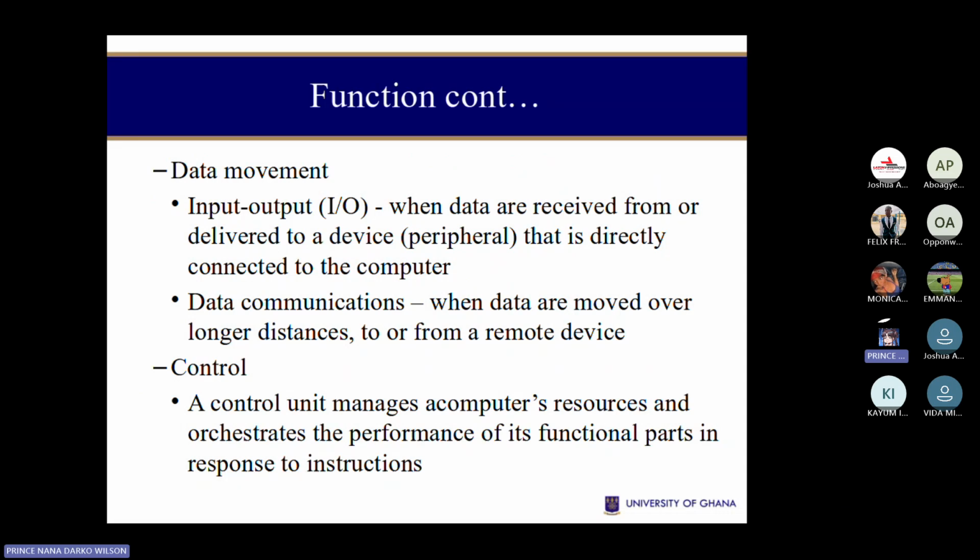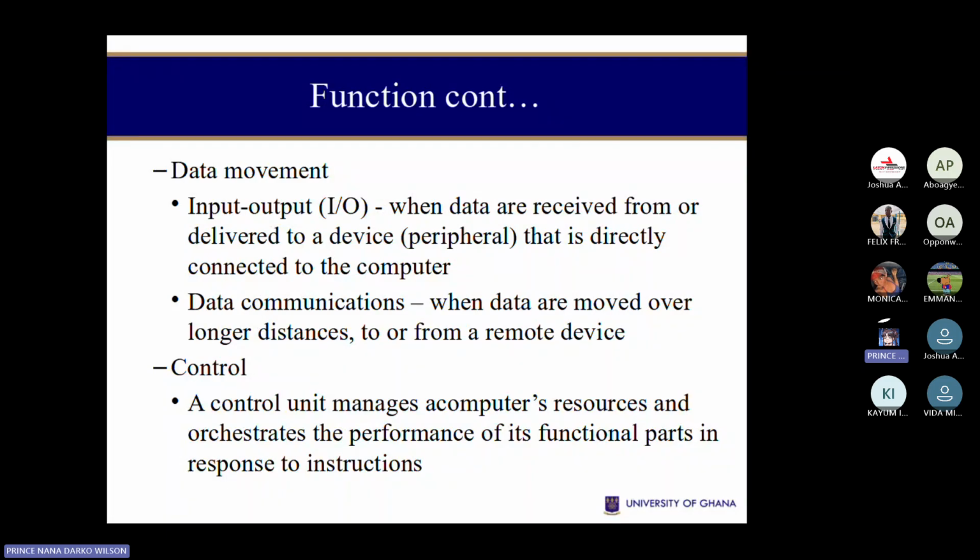And we have data movement, inputs, outputs. When data is received from or delivered to a device, a peripheral. So peripherals are external devices that are connected to the computer. Okay, that is directly connected to the computer. Data communication. So we start with the input and output. When you are feeding the computer with something it should do, that is an input. When the computer gives you something else as a response to what you fed it, then it is an output. Data communication. When data are moved over long distances to or from a remote device, okay?